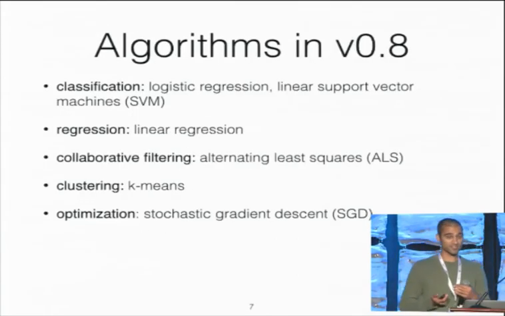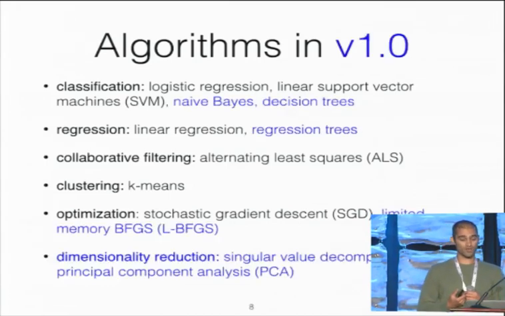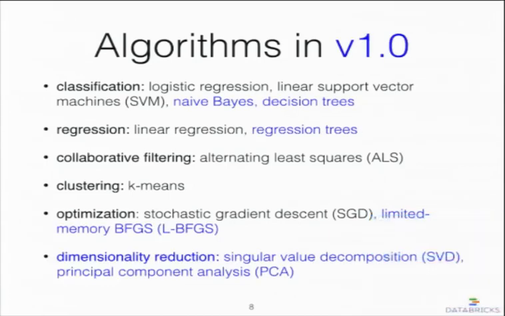So for instance, if you just think about algorithms, in the first version, we had the algorithms listed on the slide. I'm not going to list each one of them, but basically we had common algorithms for classification, regression, collaborative filtering, clustering, as well as one particular underlying optimization primitive that was powering a lot of the classification and regression algorithms. Fast forward to version 1.0, we've added additional functionality for these 5 existing classes of algorithms. We've also added a new class of algorithms related to dimensionality reduction.